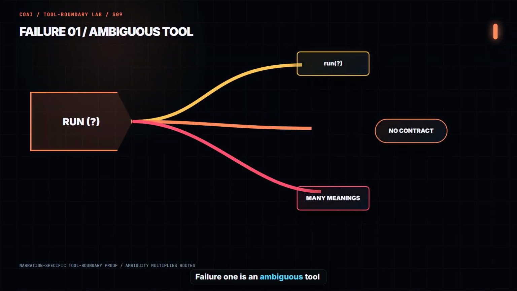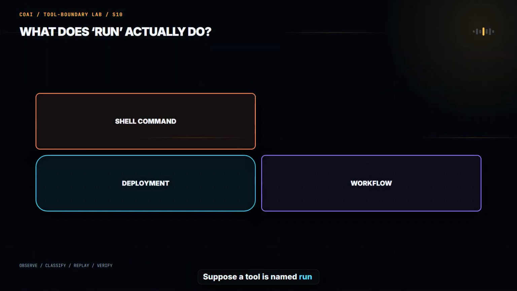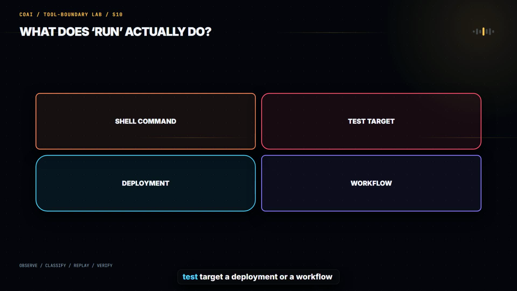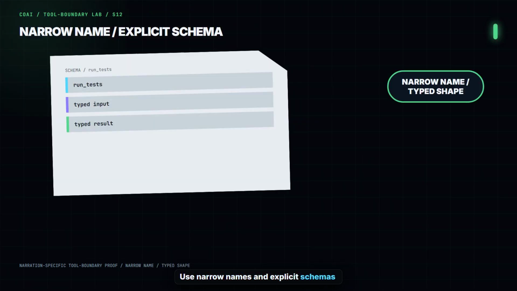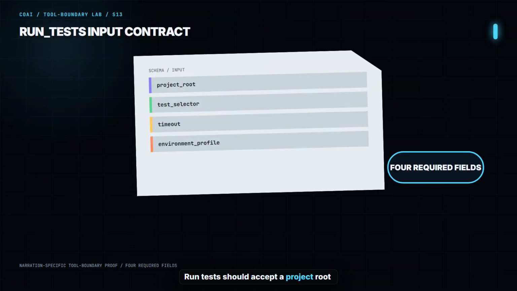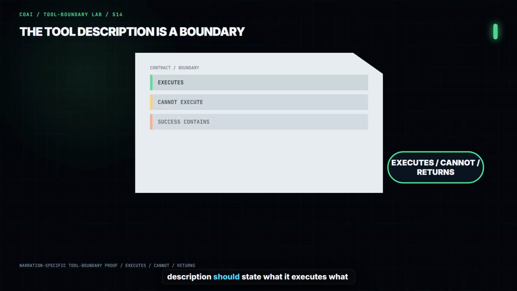Failure 1 is an ambiguous tool. Suppose a tool is named run. Does it run a shell command, a test target, a deployment, or a workflow? The model must infer behavior from a vague description and hope the dangerous interpretation is not feeling energetic. Use narrow names and explicit schemas. Run tests should accept a project root, test selector, timeout, and environment profile. Its description should state what it executes, what it cannot execute, and what a successful result contains.